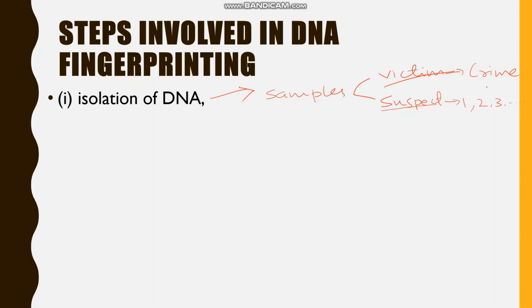In case of rape cases, the semen can be considered as a sample. The cells, the sperms isolated from the semen can be considered as a sample, or even tissues such as the skin, the hair with root. So different types of cells can be collected from the victim sample or from the crime spot. And even from the individuals, the blood sample can be collected, or skin sample can be collected as a sample. So this is the first step in DNA fingerprinting technology.